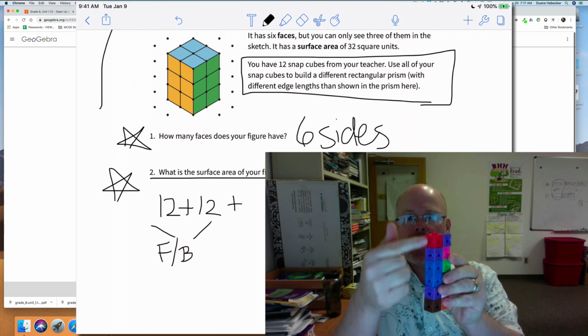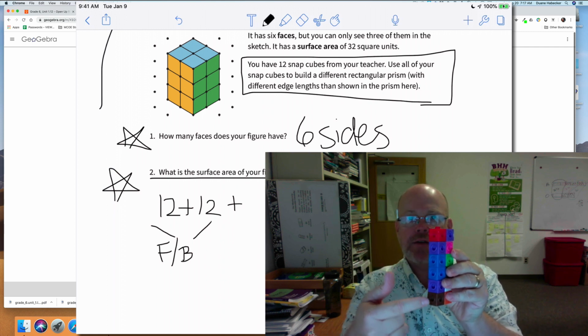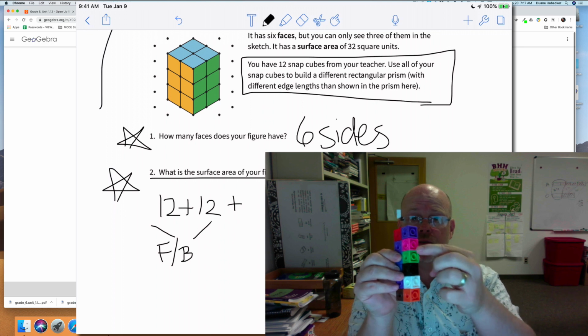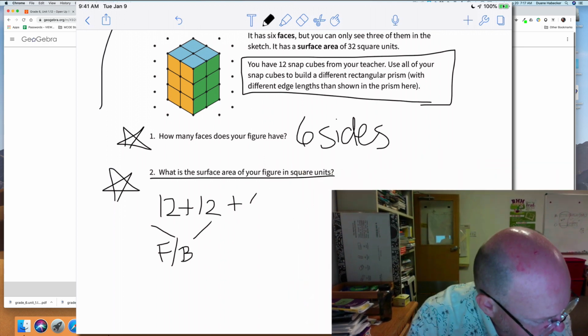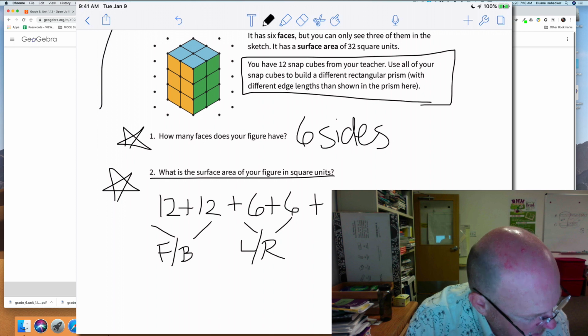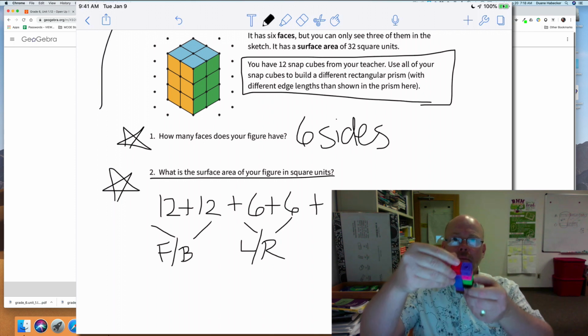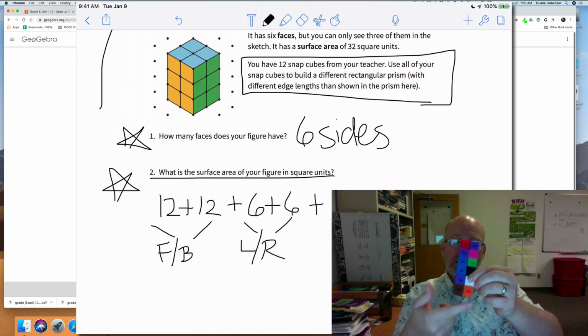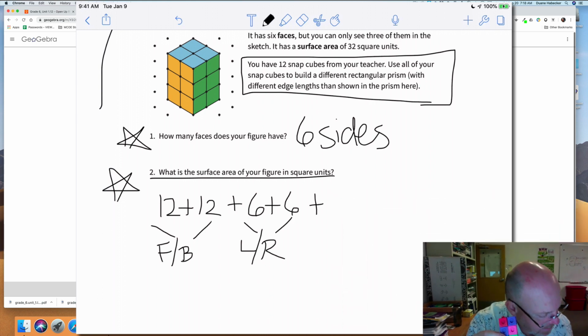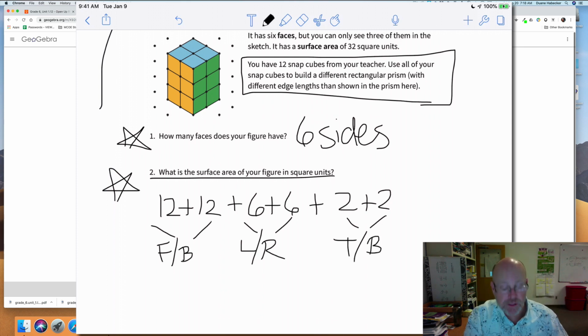Well, this side right here, 1, 2, 3, 4, 5, 6. So this side, 1, 2, 3, 4, 5, 6. So that's 6 and 6. So 6 plus 6, and that's the left side and the right side. Plus, now we have to do the top, and that's 2, and the bottom is 2. So that's 2 plus 2 for the top and the bottom. Now all we have to do is add them all together.